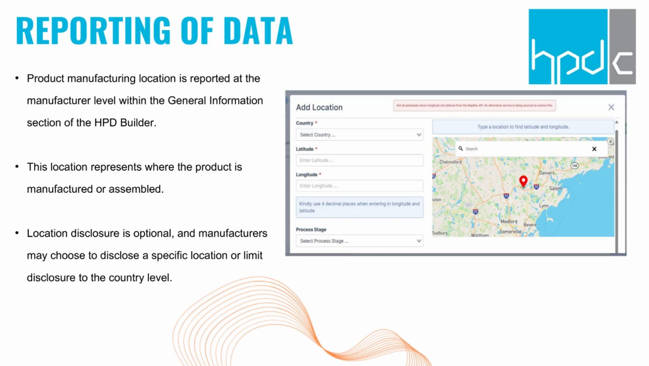and both location and process stage can be marked as undisclosed if necessary, allowing flexibility for confidentiality while still supporting transparency at the country level. You'll also notice that the interface supports entering multiple locations for any single component, which is particularly useful for global supply chains.